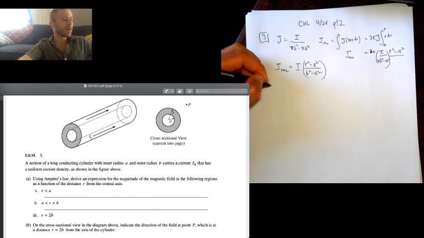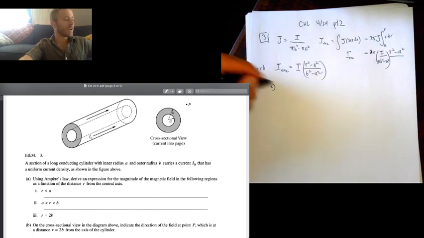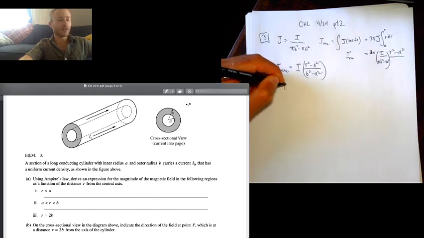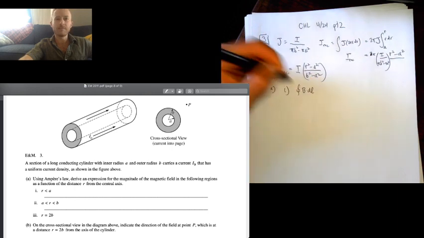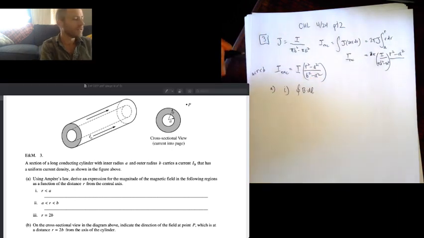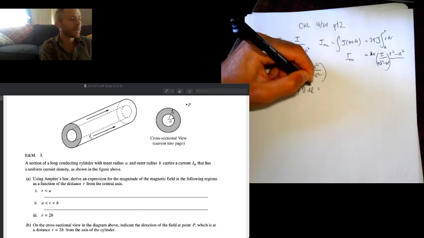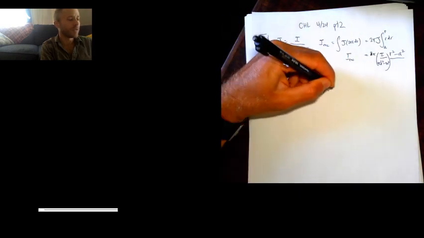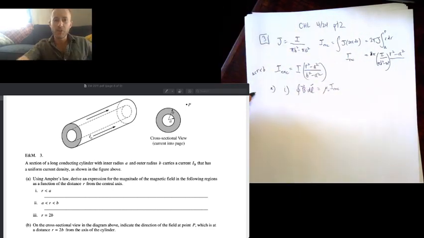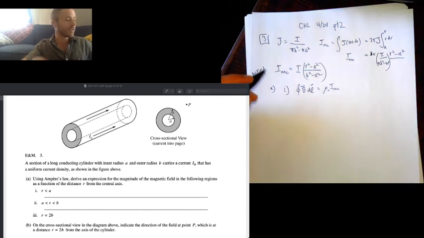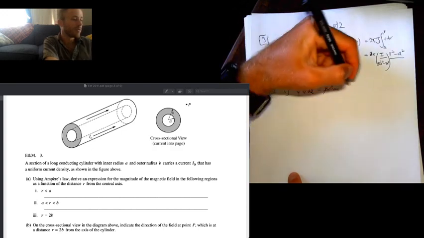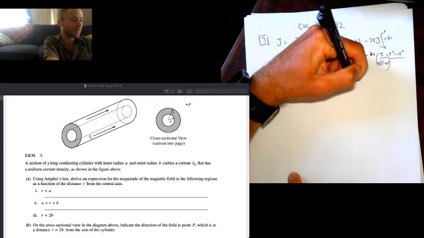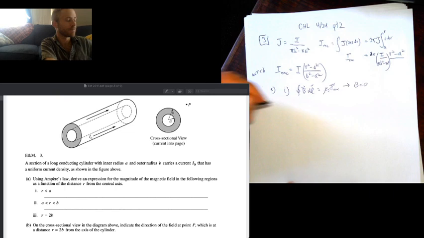So now we get to part A. Part A, I is really easy because Ampere's law says that the integral of B dot dl is equal to mu naught times the current enclosed. For that first region, we're not enclosing any current. So current enclosed is 0, which means that the magnetic field is 0 in that first region.